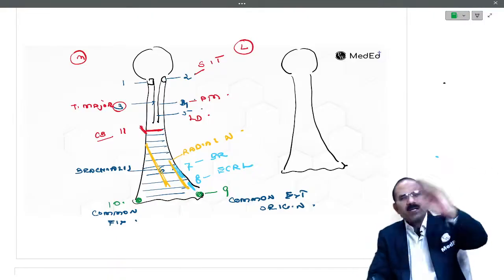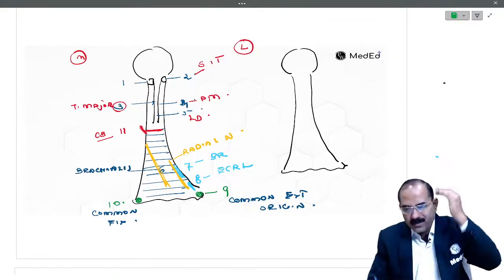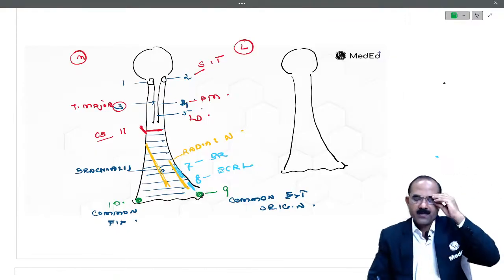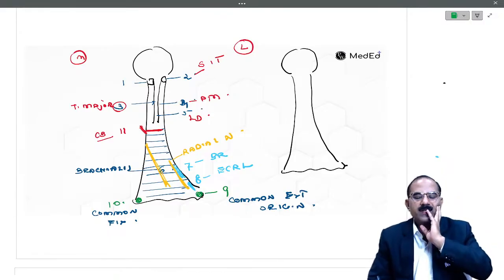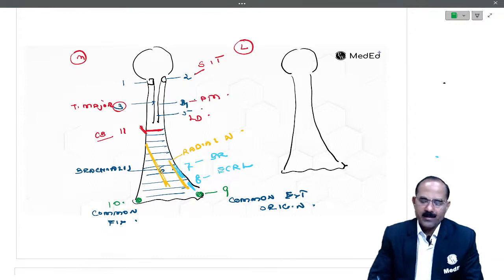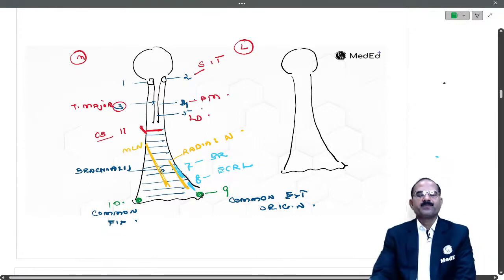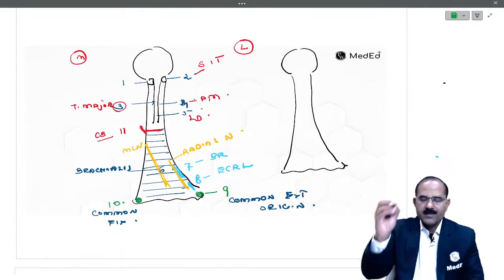Now we have removed the biceps from here. When you remove the biceps, you see the brachialis. So what is the nerve which lies between the biceps and the brachialis? That's the musculocutaneous nerve. Between the biceps and the brachialis lies the musculocutaneous nerve. Fine. This is clear to all of you.